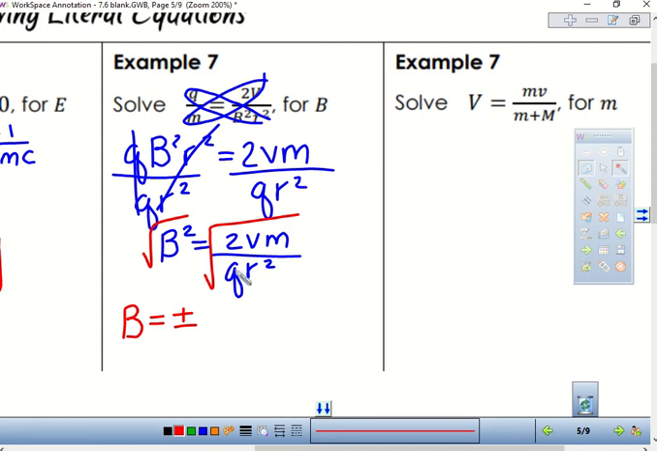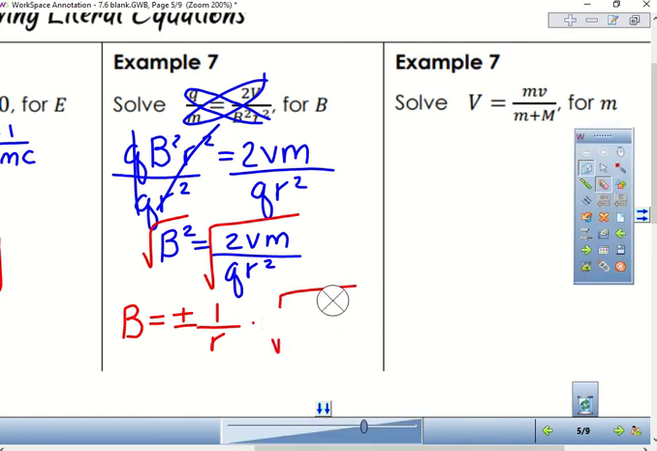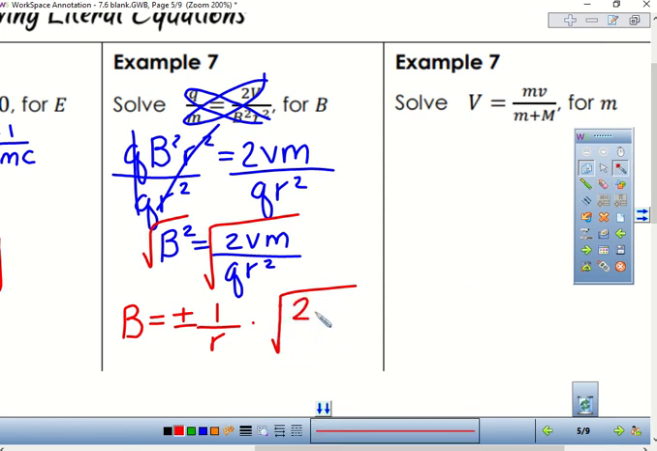Now, you can't take the square root of this whole thing, but which one of these terms can you take the square root of? Yeah, part of the denominator, right? So this would be 1 over r, because the square root of r squared is r, times the big square root of, this is like a big square root. I didn't do a good job at drawing it, but. And then whatever was left that you couldn't take the square root of, which was 2 Vm over q. So any questions about that one?